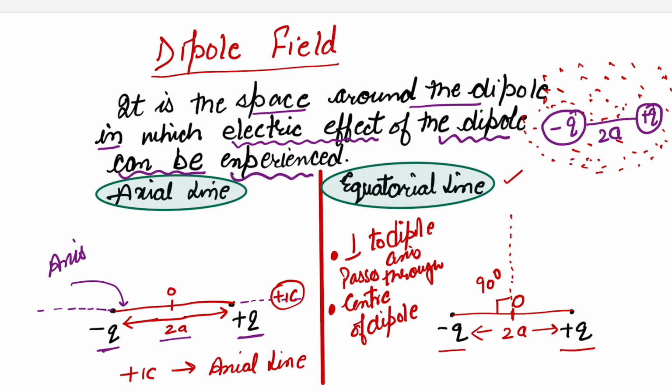Any point which lies on this line will be called a point lying on the equatorial line of the dipole. One thing is very interesting to note here: when you put a point on the equatorial line, this point will have equal distance from both the charges. They will be placed at equal distance.